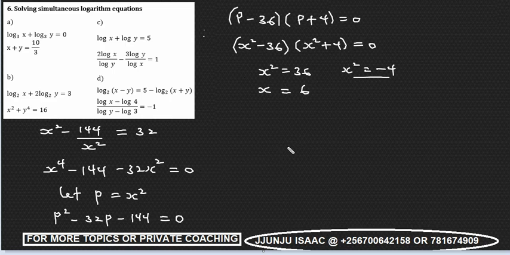But now, what about y? We know we would have y equal to 12 over x. So our y will be 12 over 6, which is 2. So for x and y, we have 6 and 2 as the solution.